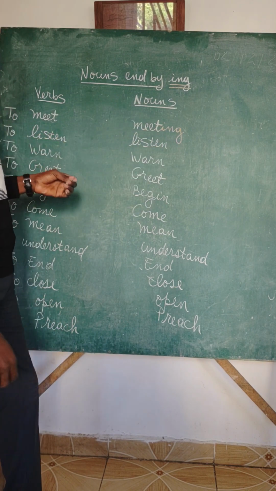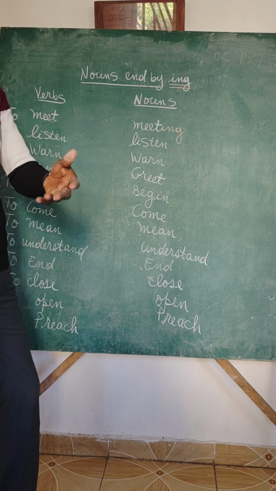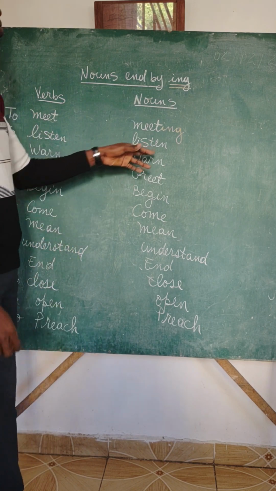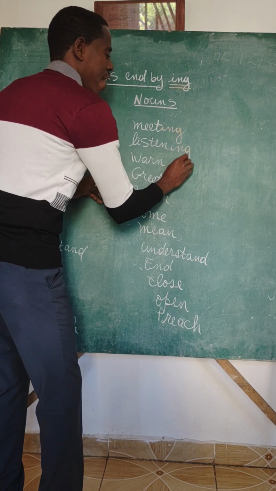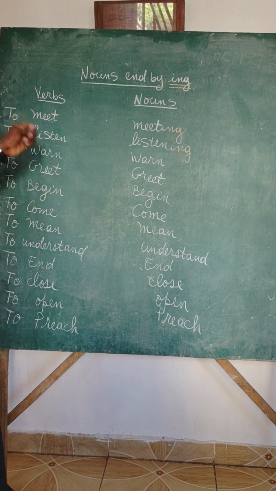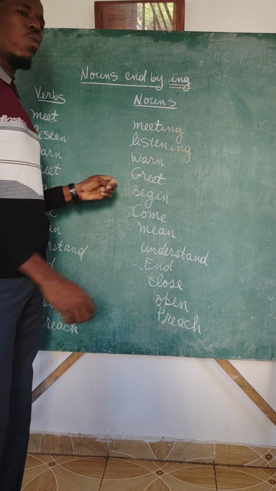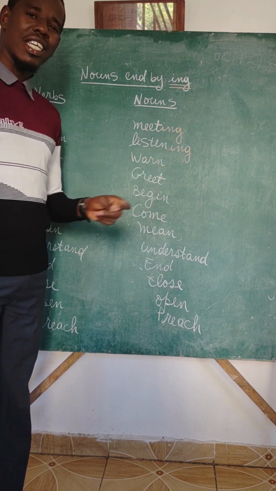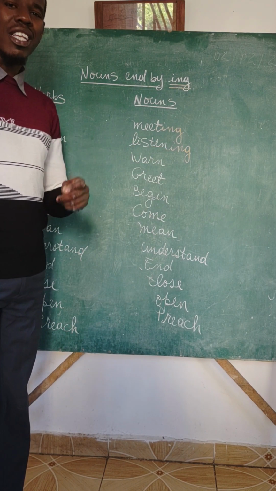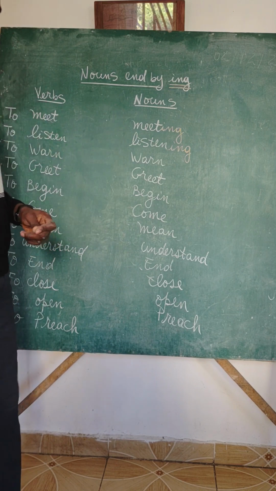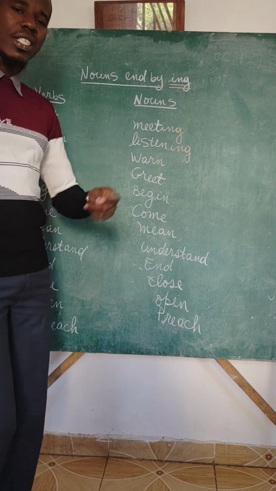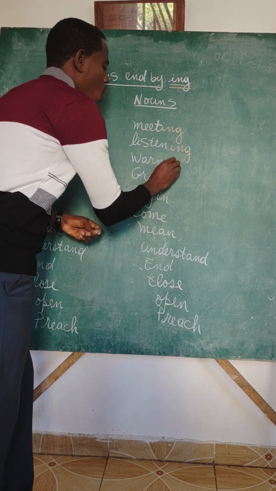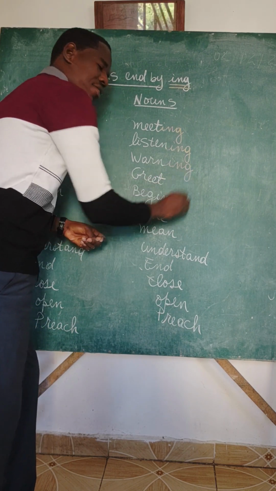To listen is a verb. As I know, you know the definition of listening in your native language. So the noun from listen is listening. You listen well. Oh, your listening is great. The third word is to warn. To warn is a verb, and the noun from warn is warning.